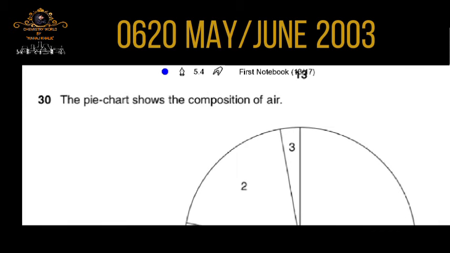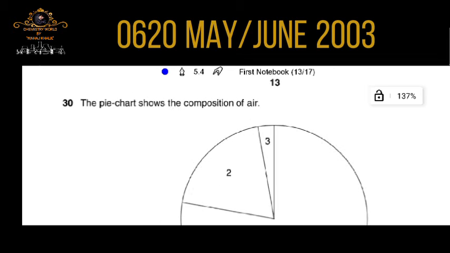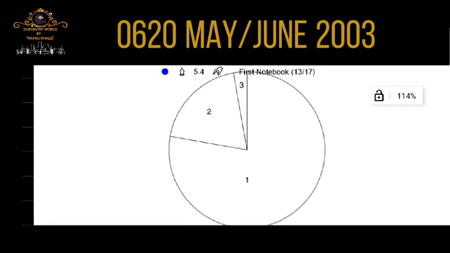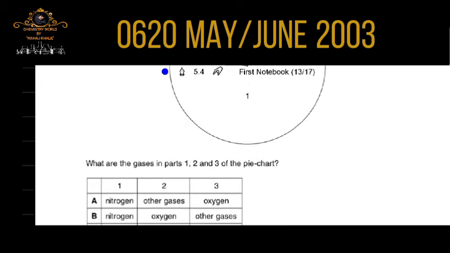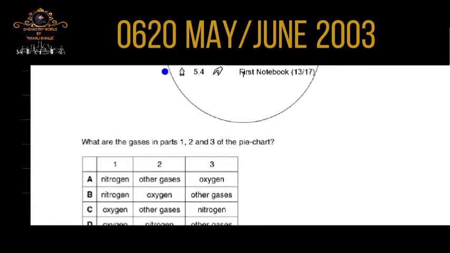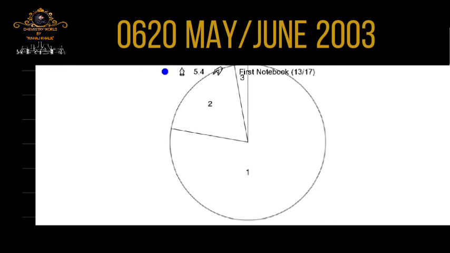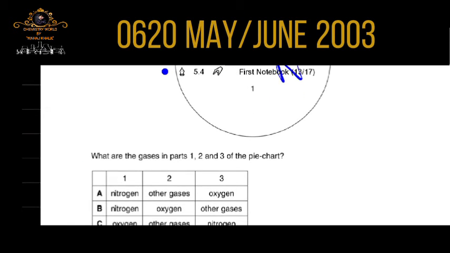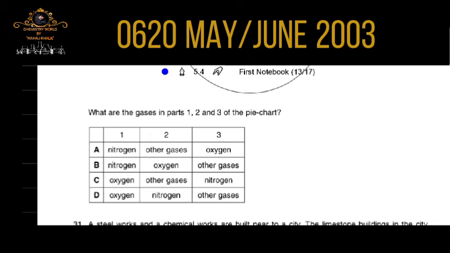A pie chart shows the composition of air. We had studied this in the atmospheric chemistry chapter. What are the gases in parts 1, 2 and 3 of the chart? Part 1 is nitrogen, it is 79%. Part 2 is oxygen, which is 21%. Part 3 is other gases. Option number 2.